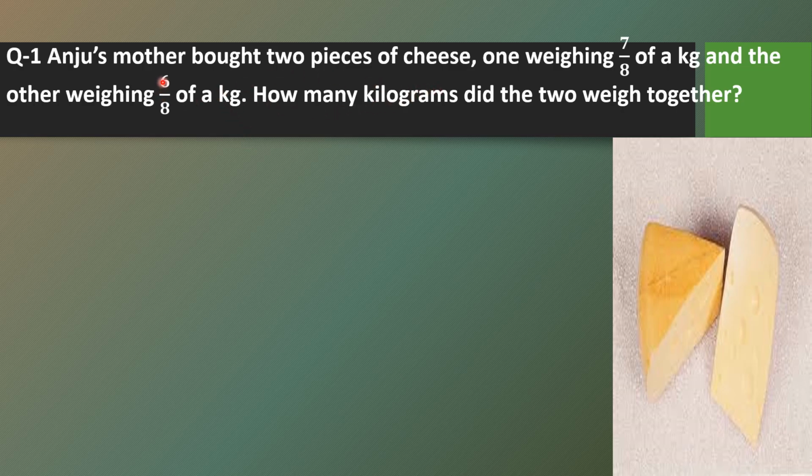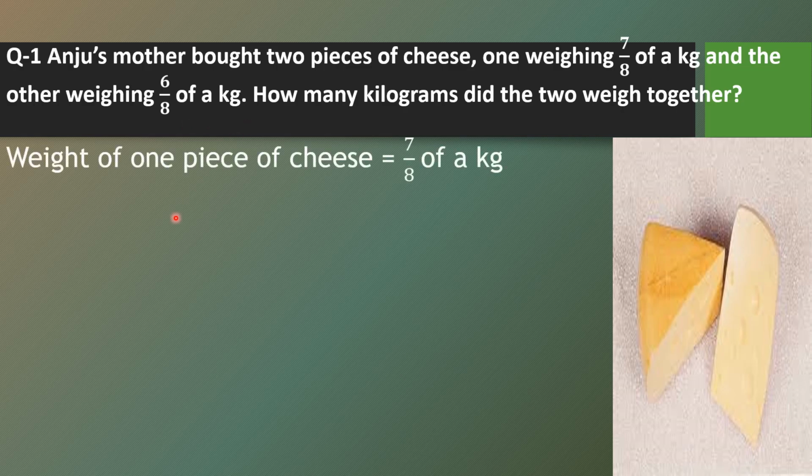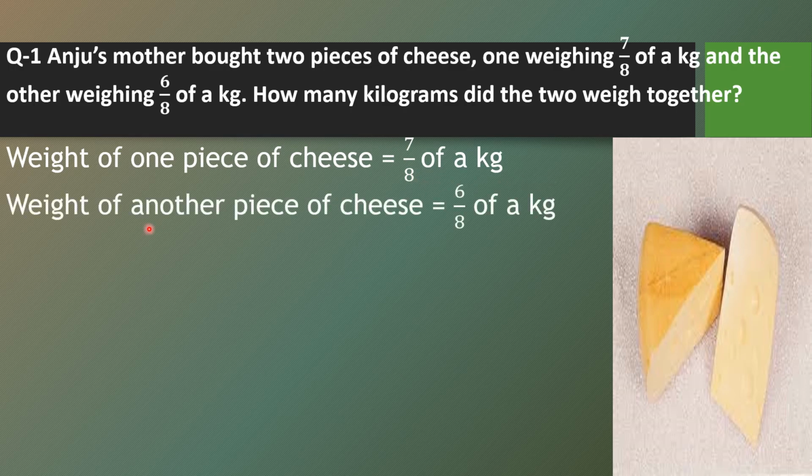So here, Anju's mother bought two pieces of cheese. It means there are two pieces of cheese. Weight of one piece equals 7 by 8 of a kilogram and weight of another piece equals 6 by 8 of a kilogram. It means weight of one piece of cheese equals 7 by 8 of a kilogram. It is our first statement. Then we will write another statement for another piece of cheese.